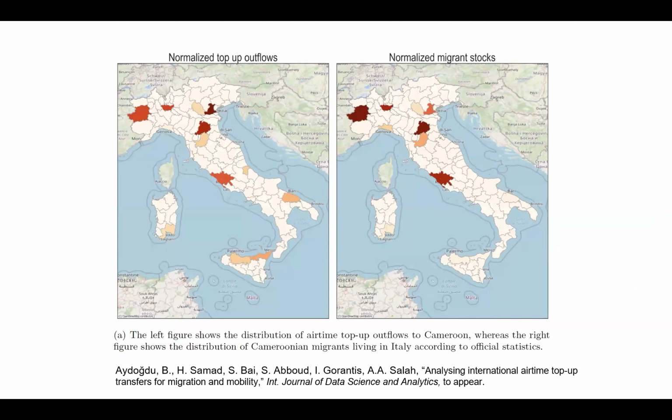So here, for example, you can see where the top-up outflows are going from Italy to Cameroon. On the left you see the airtime top-up flow. On the right, you see the official statistics of Cameroonian migrants living in Italy. So, for example, the official statistics show no Cameroonians in Sicily, whereas our airtime top-up transfer suggests strongly that there are Cameroonians also in Sicily. Another nice thing about this kind of data is you can do this at a daily or weekly or a monthly basis, and it's very timely.